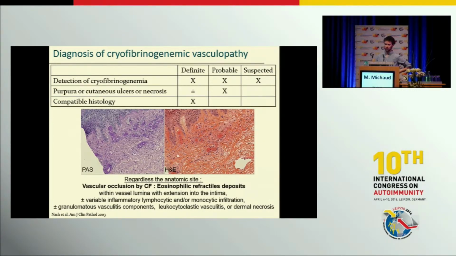There is no established diagnosis criteria for cryofibrinogenemic vasculopathy, but we think that detection of cryofibrinogenemia is essential, as well as the compatible histology. Regardless of the anatomic site, you can find vascular occlusion by CF that are eosinophilic refractile deposits within vessel lumina and extension to the adventitia. There can be inflammation, granulomatous vasculitis, leukocytoclastic vasculitis, and necrosis.